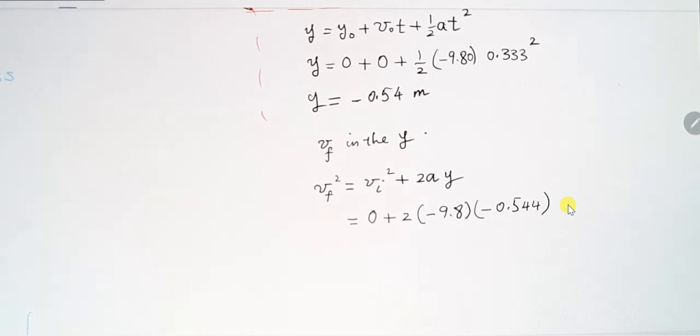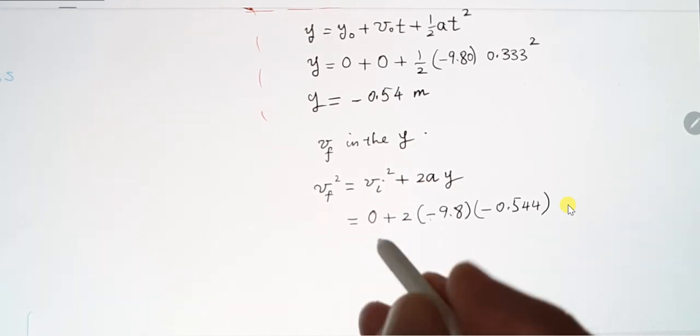And after we finish this, we can use V is equal V naught plus AT. Now, pay attention that here is minus and here is minus, so the result is positive. If you make a mistake in the signs, you will have V square equal to a negative number, and when you put it on the calculator, it will give you an error.